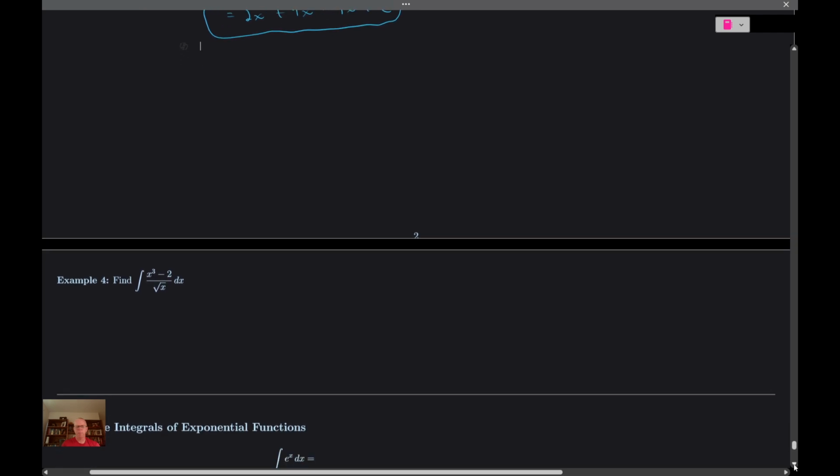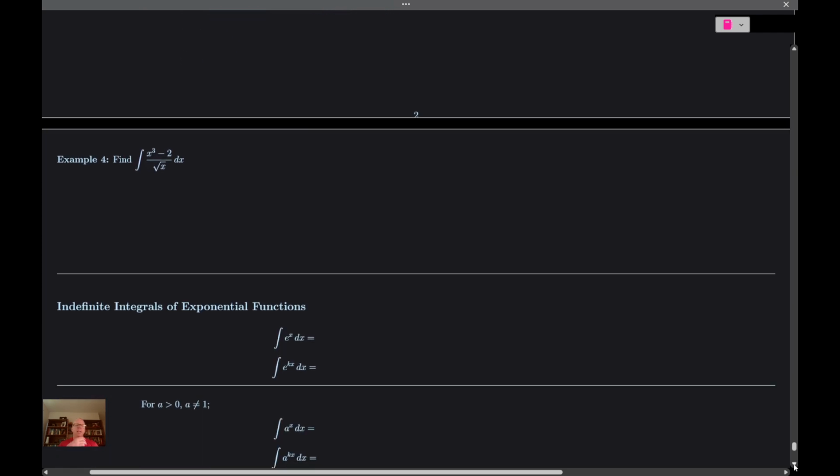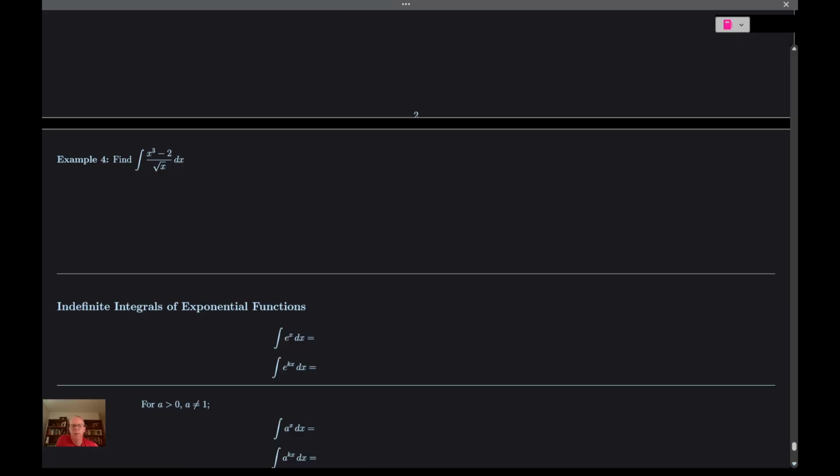So this one looks a little bit more complicated. But when you just have one term in the denominator, you can divide that into each term in the numerator. So let's do that. So we're going to divide square root of x into x cubed. So we'll subtract the exponents 3 minus 1/2. So that gives us x to the 5/2. And then 2 over square root of x, let's write that as 2x to the negative 1/2 dx.